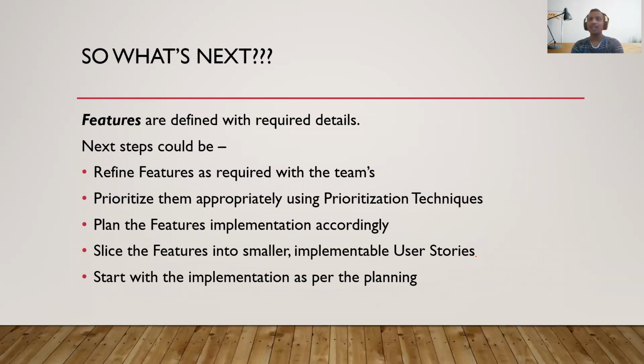Okay. So once these features are defined, what are the next steps? Refine the features as required with the teams, pass the features on to the teams, and have them go through them, understand them, and provide any clarifications. Once we have enough features in the backlog, we can start prioritizing using different prioritization techniques and plan the implementation of the features based upon the prioritization and the release plan. Slice the features into smaller implementable user stories, where each user story should fit within one single sprint or iteration. Then start with the implementation and track the feature progress.